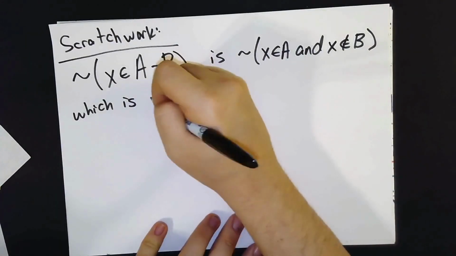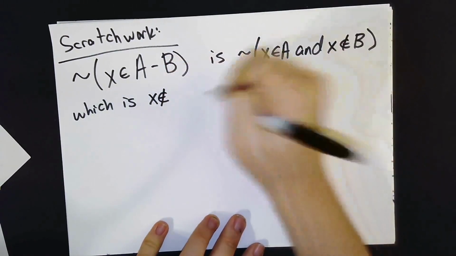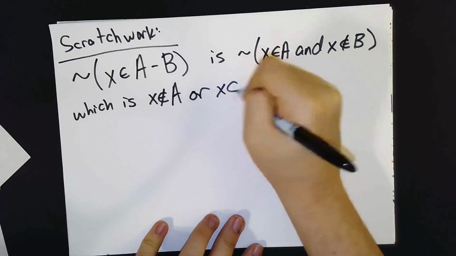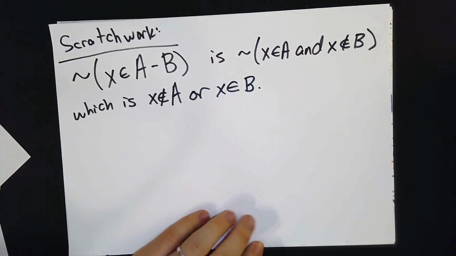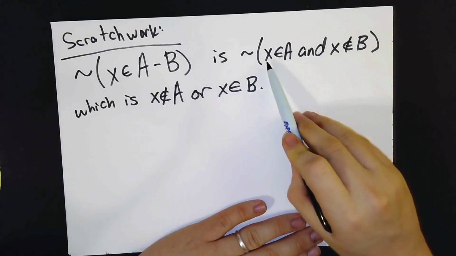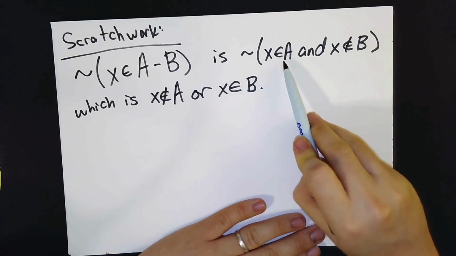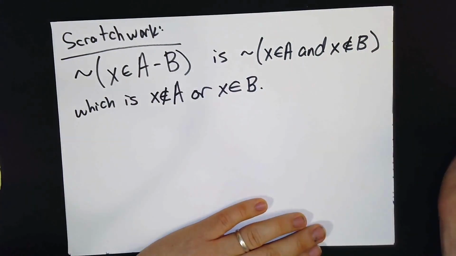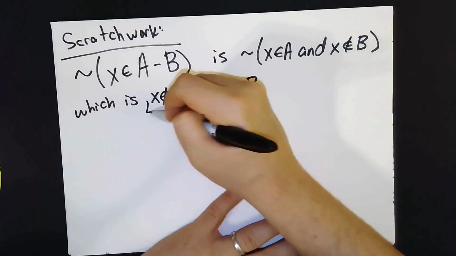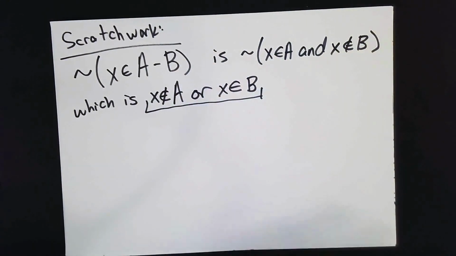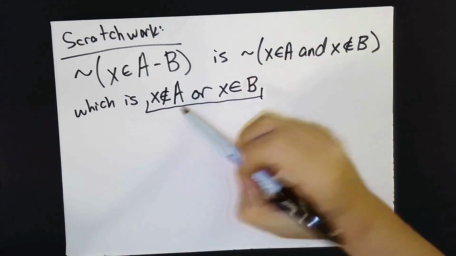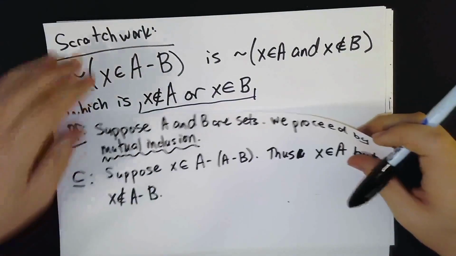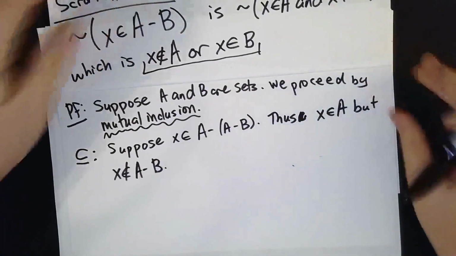But what's that? That's x is not in A or x is in B. This is one of our straightforward negations. X is an element of A, the negation is x is not an element of A, the negation of "and" becomes "or", and the negation of x is not an element of B becomes x is an element of B. So x is not an element of A minus B means x is not in A or x is in B. So let's copy that from here.